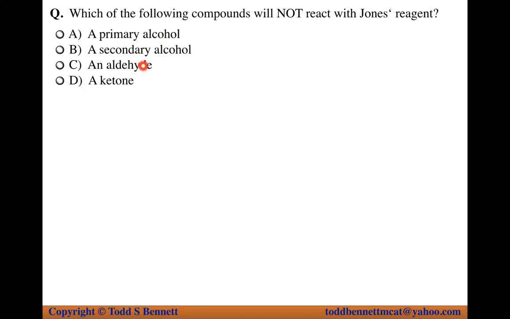So the first 3 can all be oxidized. The ketone cannot. As far as reduction goes, the alcohol has 1 bond to O, so it can't lose that. But an aldehyde and ketone have 2 bonds to O, so they can be reduced. So I just want to summarize what this can be.